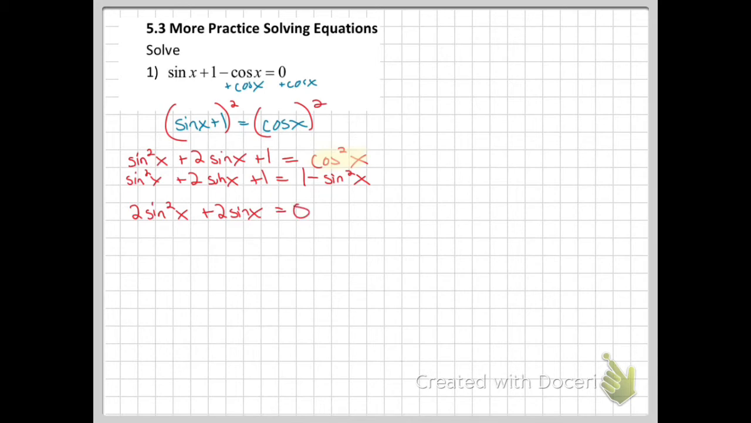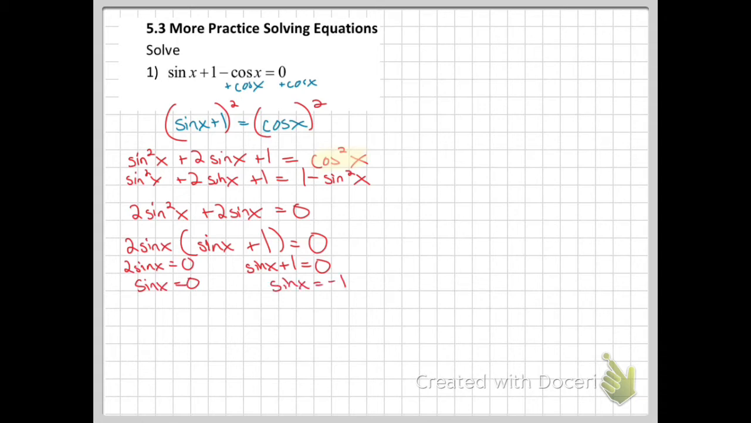Factor and zero product property. This happens to just be GCF factoring. So factor out the GCF. 2 sine x is in both of those. Divide by 2 sine x and you just get sine x. Divide by 2 sine x and you still get 1. It does not disappear. Zero product property. Divide by 2 and you just get sine x equals 0, minus the 1, and sine x equals negative 1.